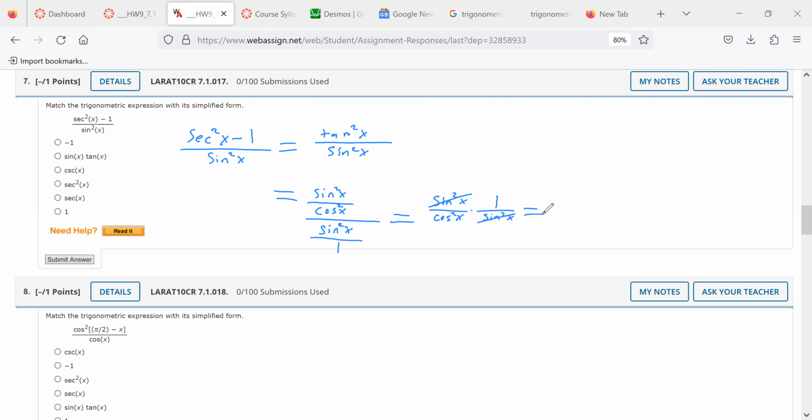See what I mean? So now we have a simplified version. What is 1 over cosine? Sine. Let me see. Oh, 1 over cosine, sorry. Secant. So yeah, there it is.